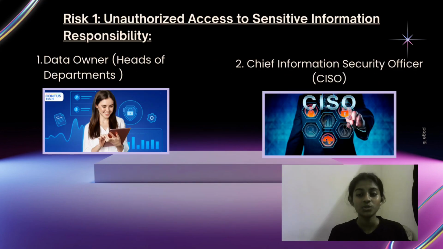So now I'm going to talk about some people that are responsible for risk 1, which is unauthorized access to sensitive information. So the first person is the data owner, whom we can refer to as the head of department. Their job is to protect data and sensitive information about people and organizations around the world from hackers. Their job is to find the risk of that information getting hacked.